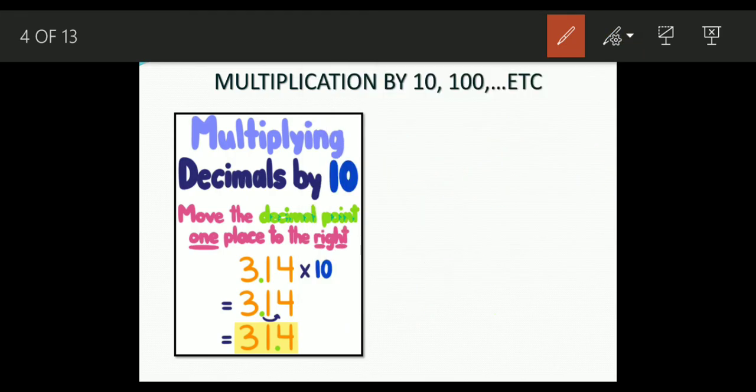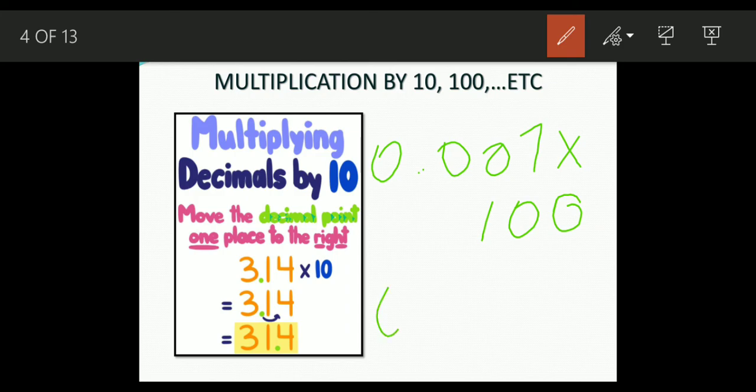Clear? So let me give another number. Suppose 0.007 into 100. So first step, write the number as it is. Don't keep any point. Write the number as it is. Now how many zeros are there? In 100, 2 zeros. So I have to move 2 places. 1, 2. So where has the point come? It has come here. So that is 0.7.